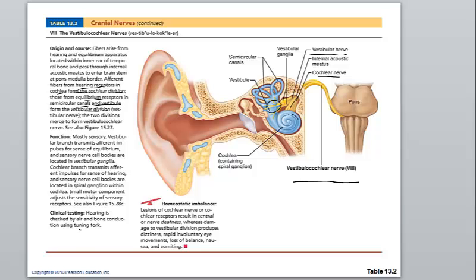So how do you test it? By hearing the tuning fork. You can assess it by both air and bone conduction using a tuning fork. And homeostatic imbalance, if you can't hear, that leads to deafness. And also, the vestibular part causes dizziness, rapid involuntary eye movements, loss of balance, vomiting, nausea, all those things will be the vestibular division part if it gets impaired.